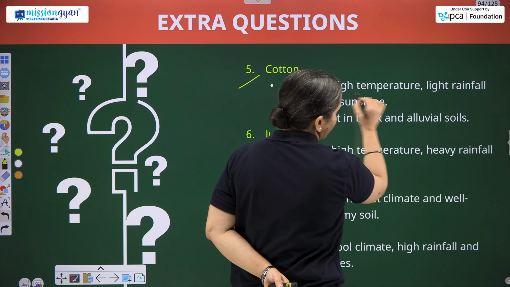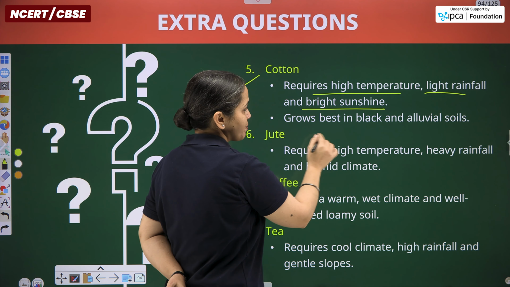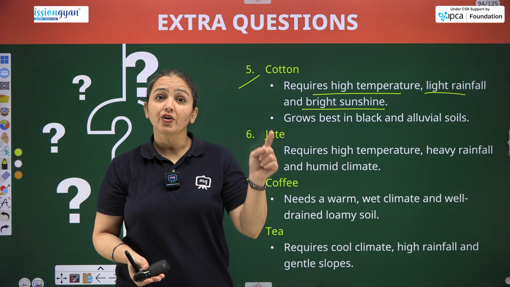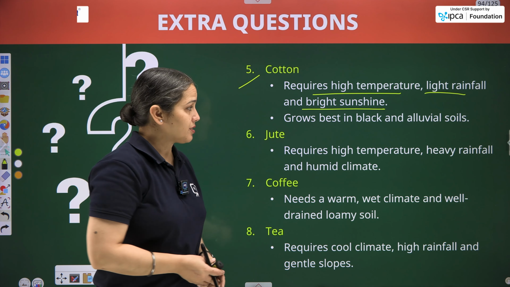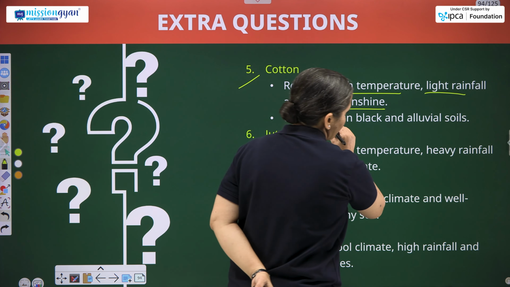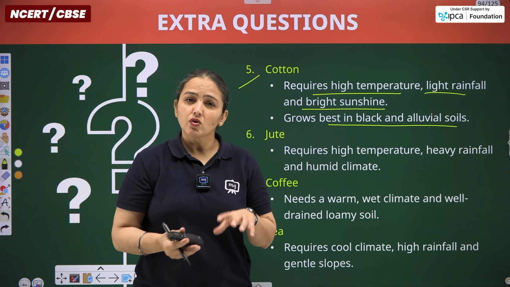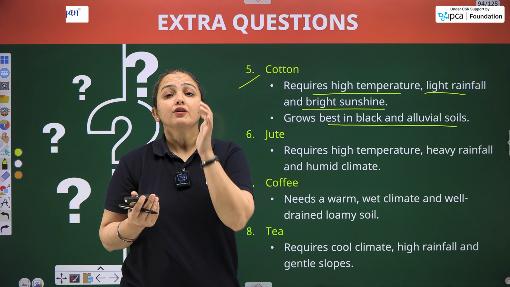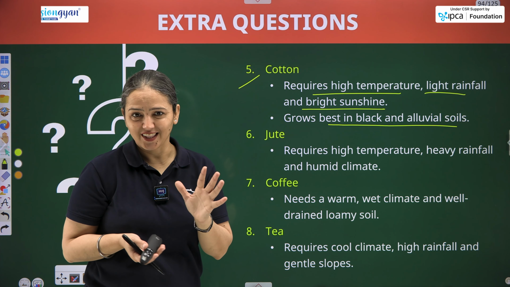It requires high temperature, light rainfall, bright sunshine. Grows best in bright sunshine. Remember for the cotton what we have discussed, it needs 210 frost-free days, so that means bright sunshine days. And it grows best in black and alluvial soil. The black soil is also known as cotton soil and is particularly grown in the regions of Maharashtra and Gujarat. Just extra information, nothing else.